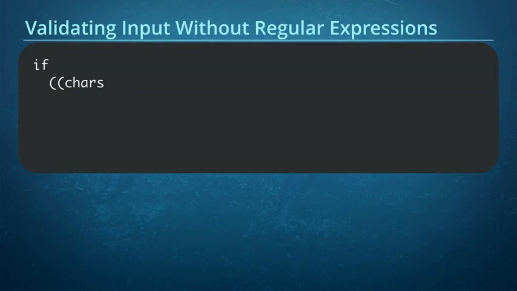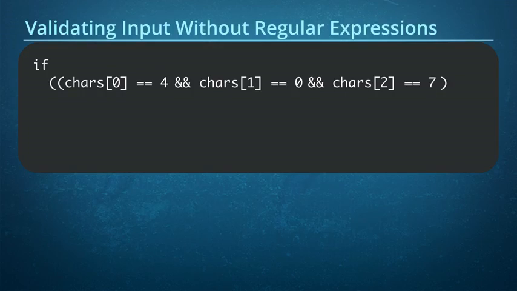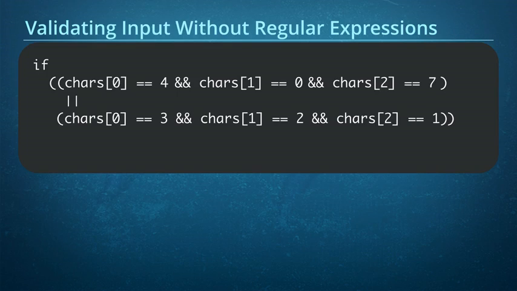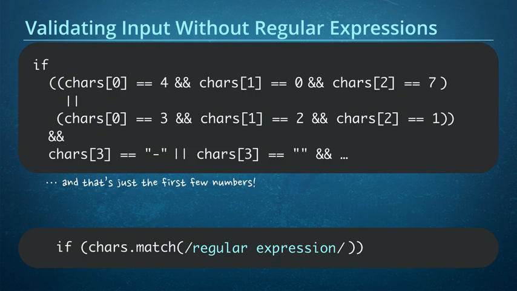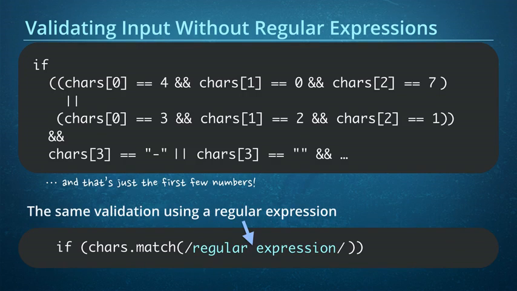It might look a little bit something like this. We would have a variable holding the characters of our subject string, named chars. And we would check if the first character is 4, the second character is 0, and the third character is 7. Or the first character is 3, the second character is 2, and the third character is 1. It would surround that in parentheses. And then we'd put an and. And then we'd check, does the 4th character equal a dash, or does the 4th character equal an empty string? And that's just for the first few numbers. By writing a regular expression, though, we can accomplish the same validation using much more concise code.